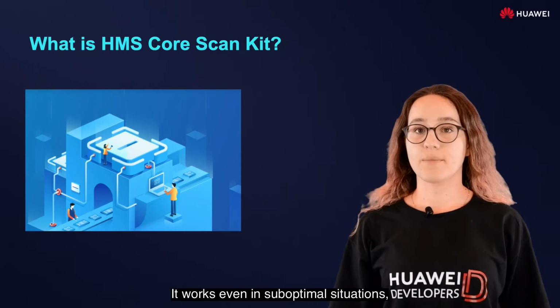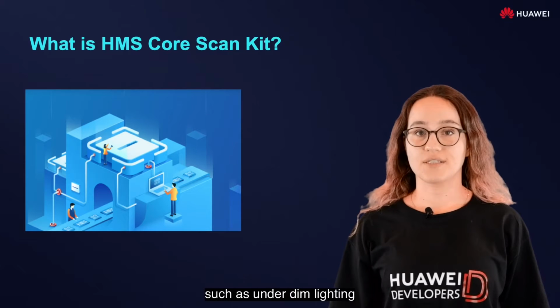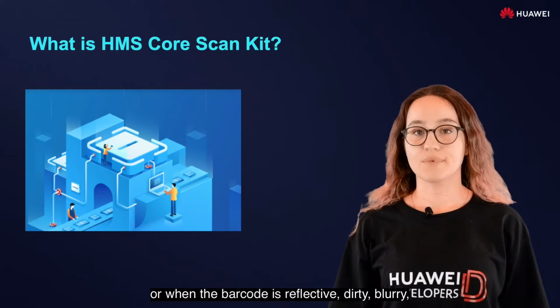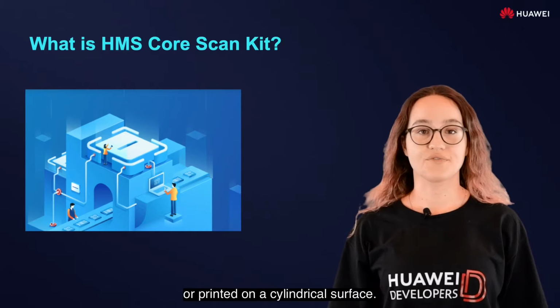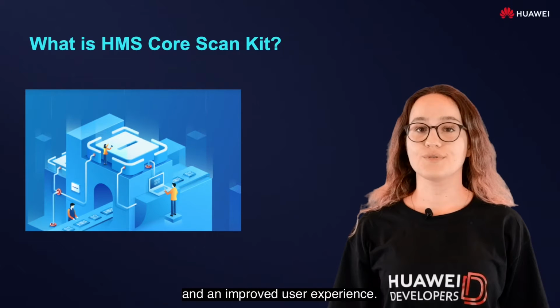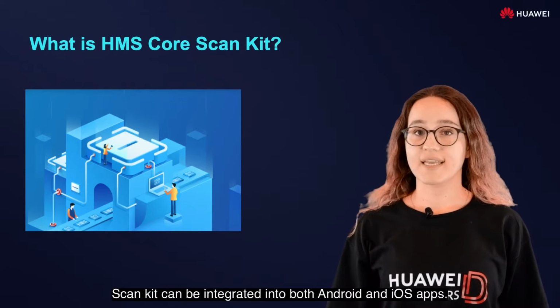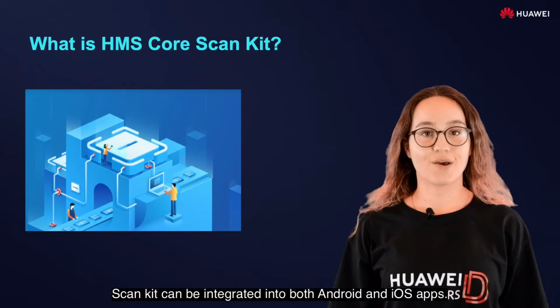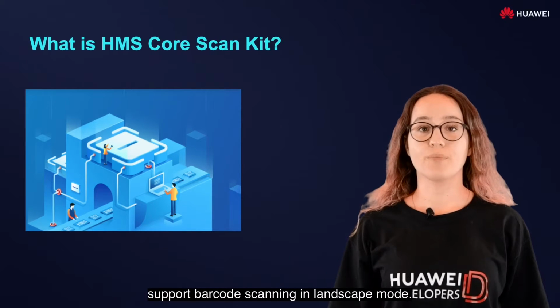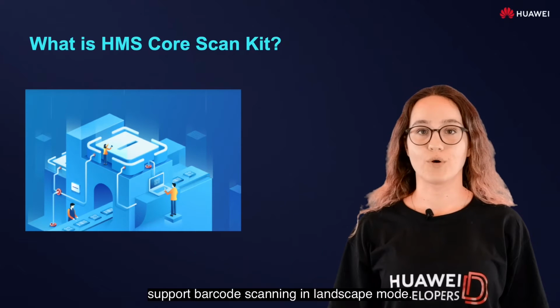It works even in suboptimal situations, such as under dim lighting or when the barcode is reflective, dirty, blurry, or printed on a cylindrical surface. This leads to a high scanning success rate and an improved user experience. Scan Kit can be integrated into both Android and iOS apps. Android apps with Scan Kit integrated support barcode scanning in landscape mode.